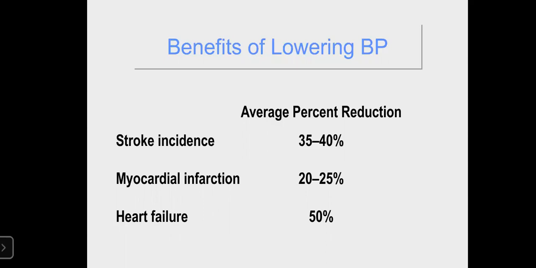So for persons over age 50, systolic blood pressure is more important than diastolic blood pressure as a cardiovascular risk factor. So you start at 115.